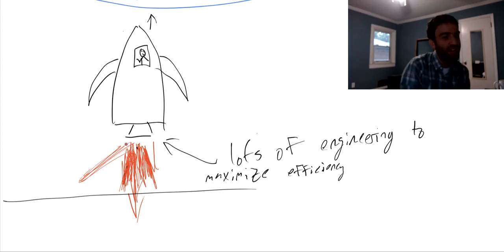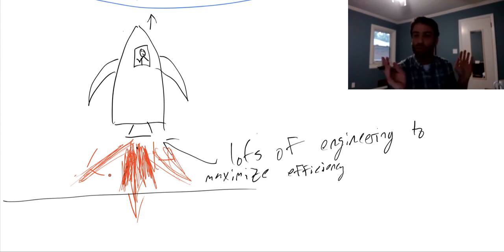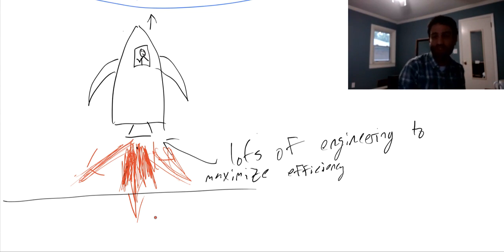If the expulsion was really broad, you would be losing some of the momentum, at least some of the potential momentum you want to go up, by throwing stuff sideways or partially sideways instead of throwing it as straight down as possible. So rockets have a lot of engineering to optimize this whole process, but at heart, it's a very simple idea of how a rocket basically works.